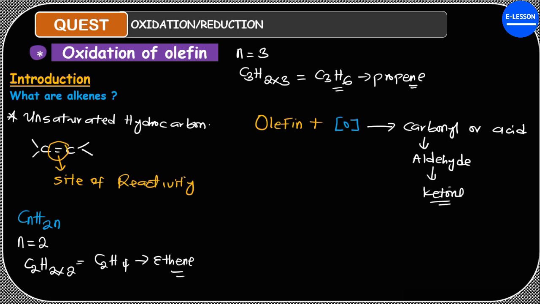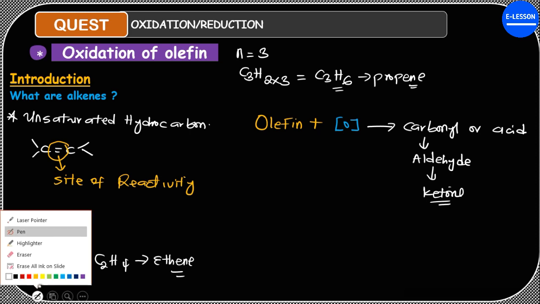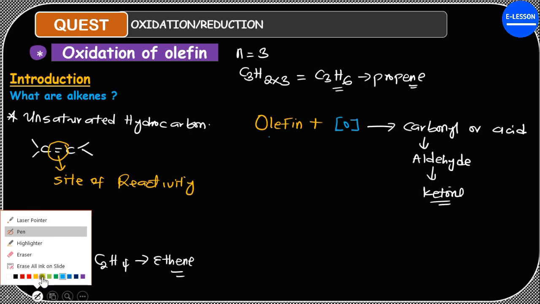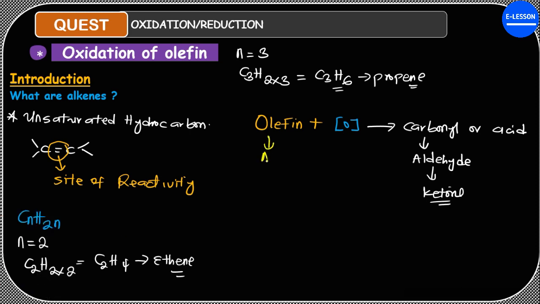So in essence, what we are trying to say is that, like I said, the other name for the alkene is the olefin. Whenever these olefins or alkenes are oxidized, the product is usually a carbonyl group or a carboxylic acid. The carbonyl group can either be an aldehyde or a ketone, depending on the nature of the oxidizing agent used and on the nature of the olefin.